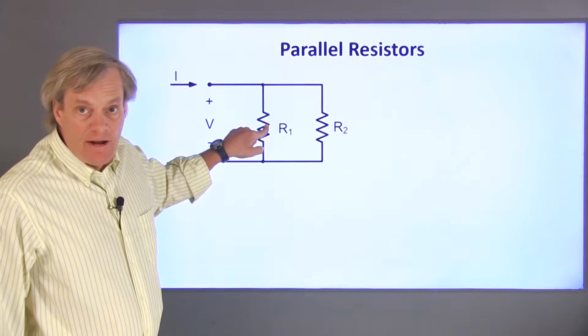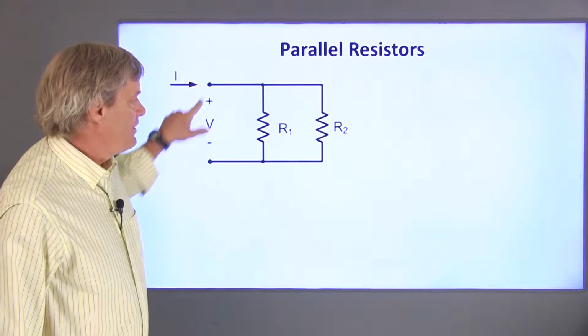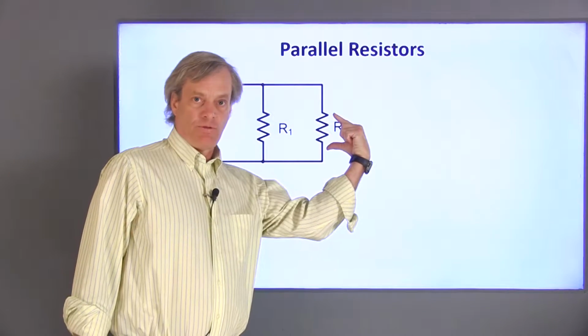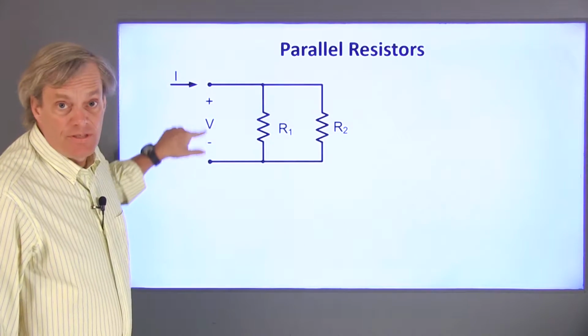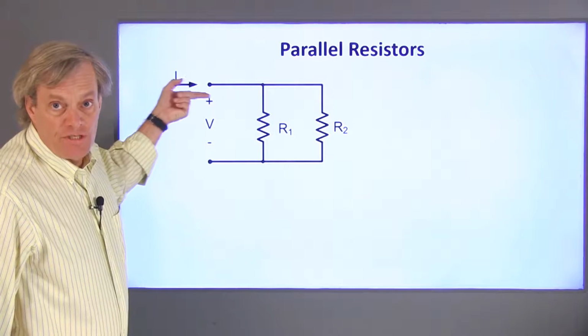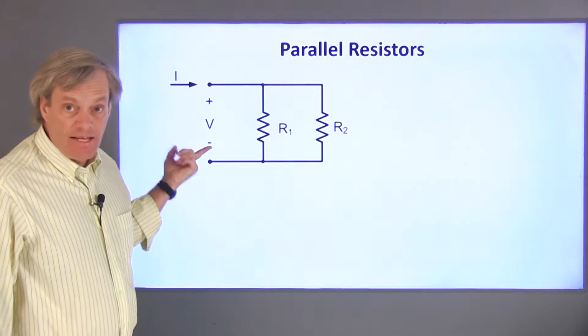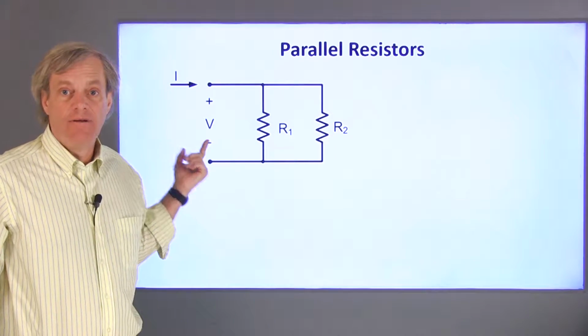These two resistors are in parallel. If we do KVL around this loop and KVL around this loop, we see that both of the resistor voltages are the same, and they're both the same as this voltage difference V. The total current through both resistors is I. As always with passive elements, we followed the passive sign convention when defining V and I.